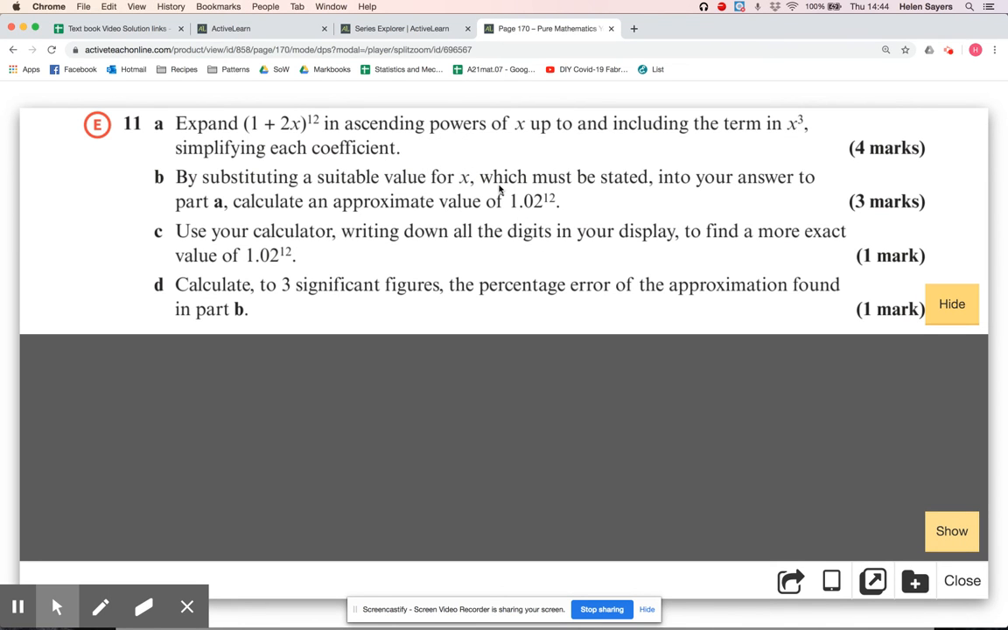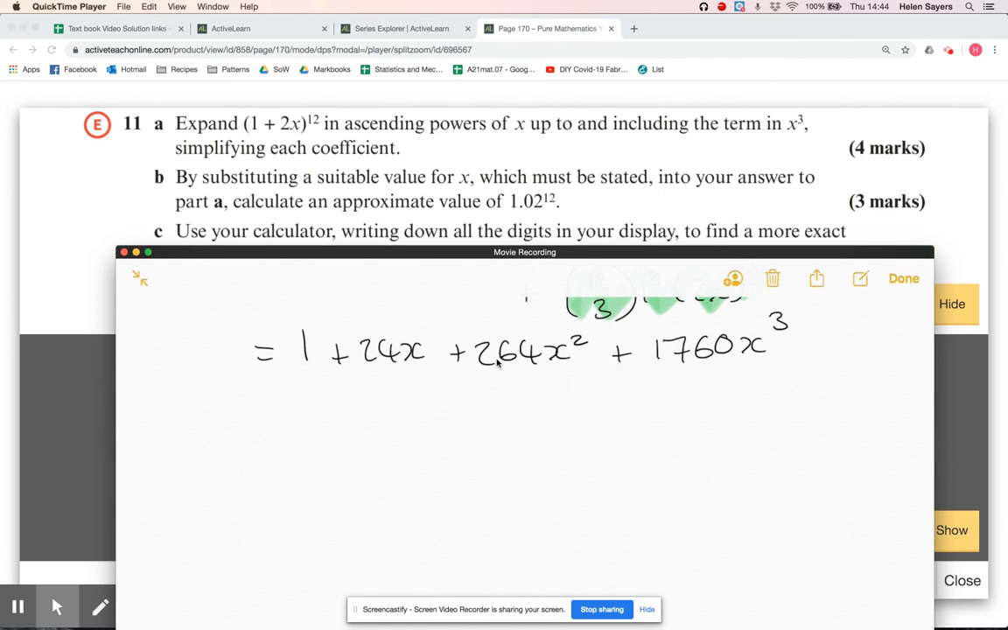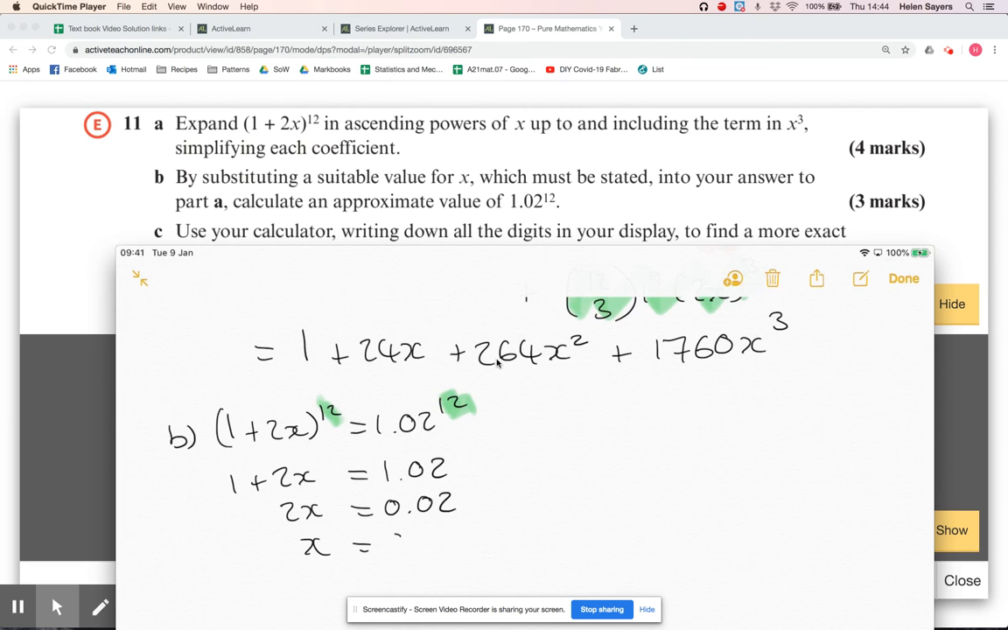By substituting a suitable value of x, which must be stated, find an approximation of 1.02 to the power of 12. We've seen that idea come up a few times now. It's quite a common part to these questions. We have expanded 1 plus 2x to the power of 12, and they are asking us to approximate 1.02 to the power of 12. As those powers are equal, I can just pretend they're not there. So 1 plus 2x must equal 1.02. If I minus 1 and then divide by 2, I get x is 0.01.